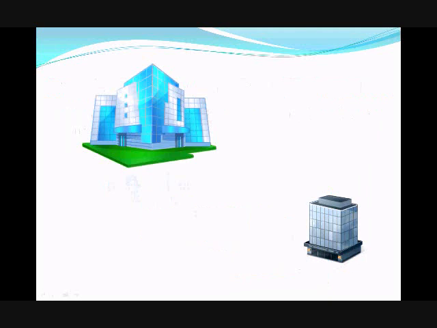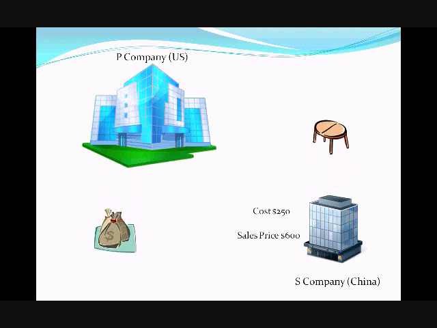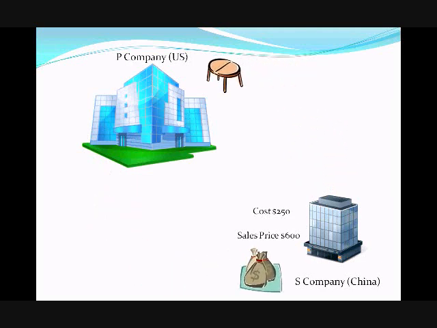Parent company is a U.S.-based furniture company that has a wholly owned Chinese subsidiary, S Company. During the year 2010, S Company makes 10 tables at a cost of $250 each and sells these 10 tables to its parent company for $600. On that same day, P pays S Company in cash. To make this example easy, we're assuming that P Company pays in dollars. We will discuss the issue of foreign exchange in a moment.